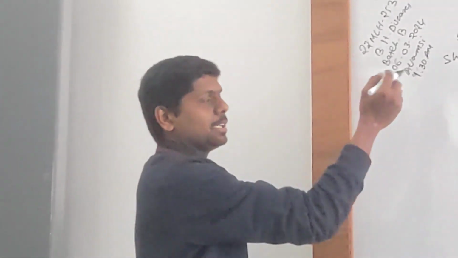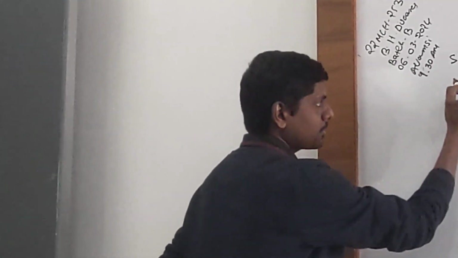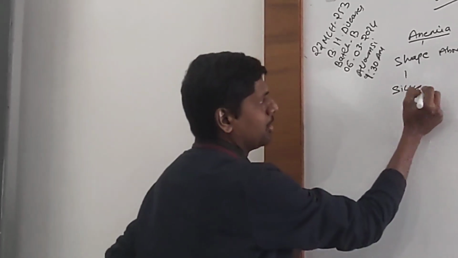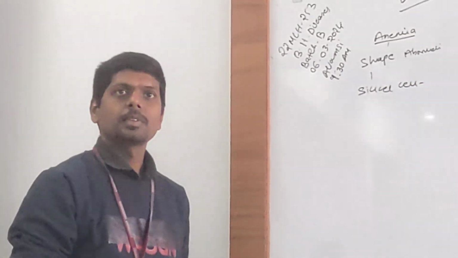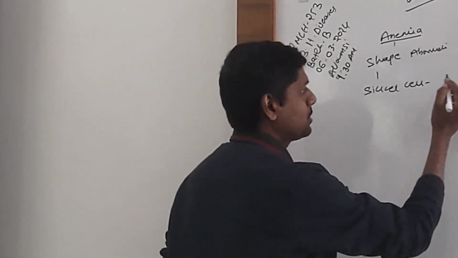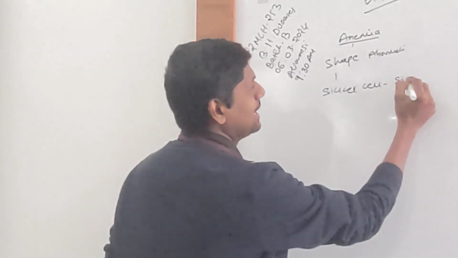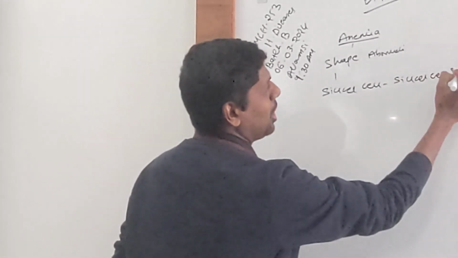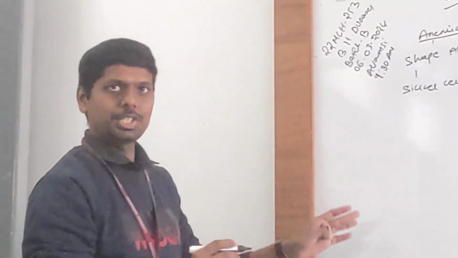Right? Can you give me examples of shape abnormalities? Sir, sickle cell anemia. Sickle cell, very good. How are we detecting sickle cell anemia? Sickle cell solubility test. We performed it last week. We have discussed it. Okay, sickle cell solubility test. That is this one. Then, any other condition?